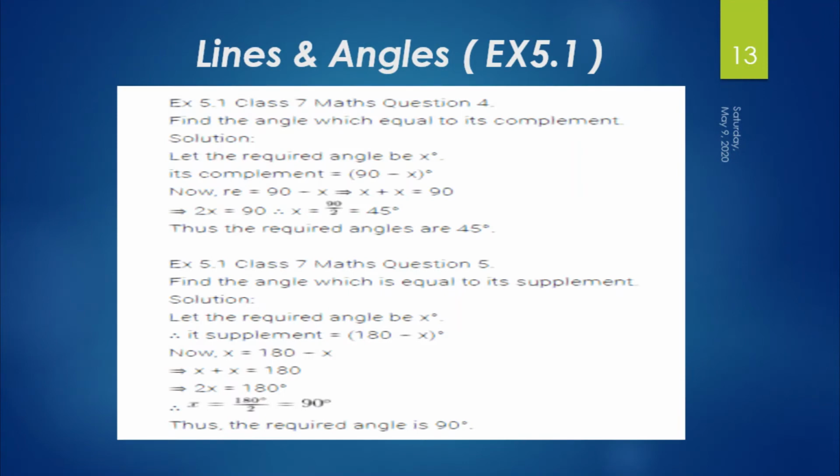Question number 4 is: find the angle which is equal to its complement. Let the required angle be x. Its complement will be 90 minus x.